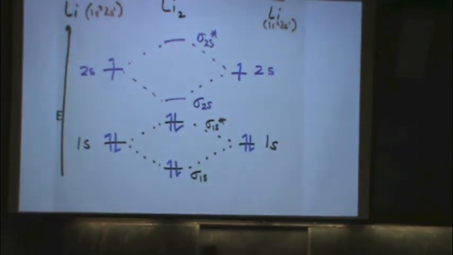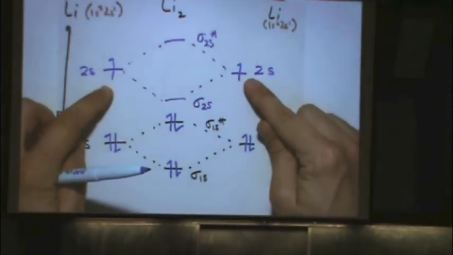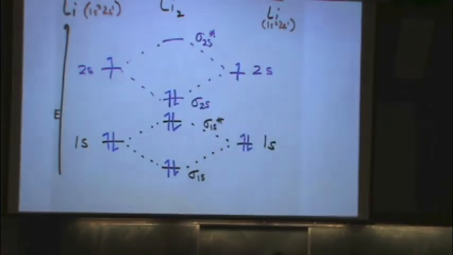Now let's do the top half. The top half has 1 electron from each side, or a total of 2. And so we fill 1 and then 2. And that's it, there's no more. This would be the molecular orbital diagram for lithium-2.